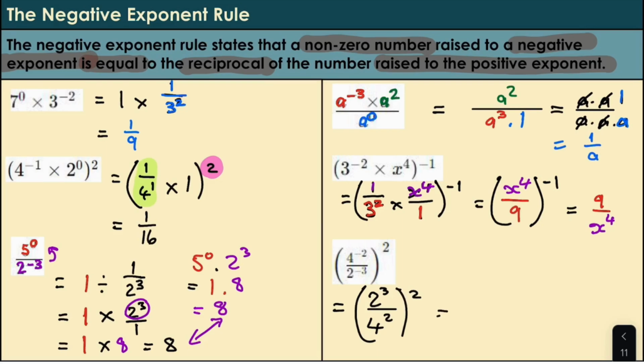Now it's pretty straightforward. 8, and we know that 4 squared is 16, and we have to square that. We can simplify the fraction inside the brackets to a half, and we have to square a half. And when we square a half, we get 1/4. And that is our solution for that question.